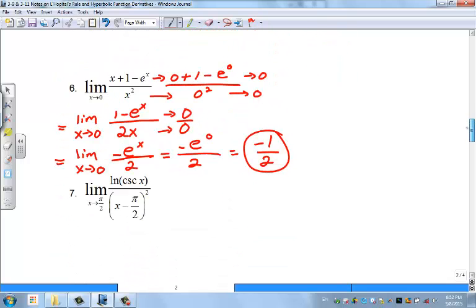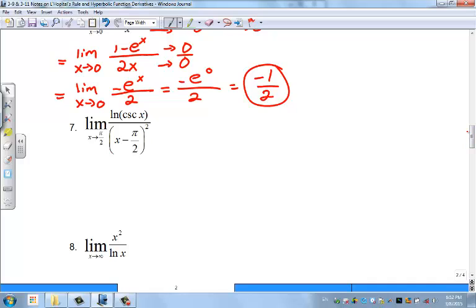Let's look at number 7. Oh, this one looks pretty ugly. Natural log of cosecant of x, over x minus pi over 2 squared. Alright, so the top, let's see what happens. Well, that approaches the natural log of the cosecant of pi over 2. I know you all know what that is off the top of your head, right? And then the bottom is pi over 2 minus pi over 2 squared.